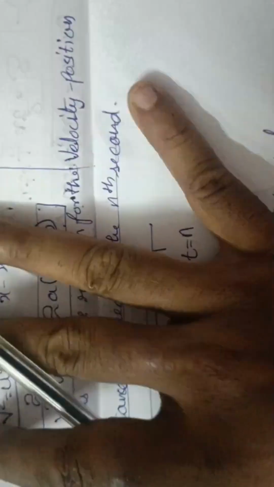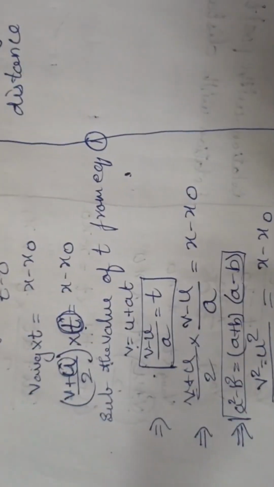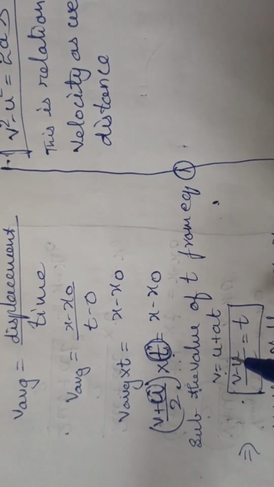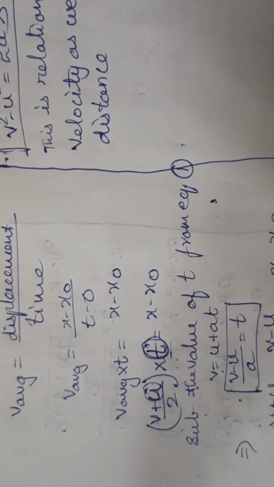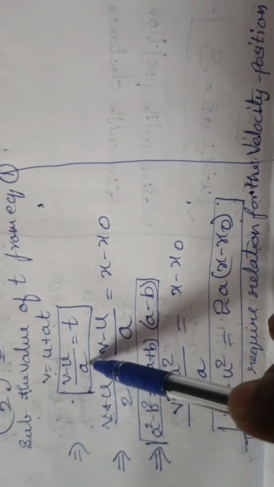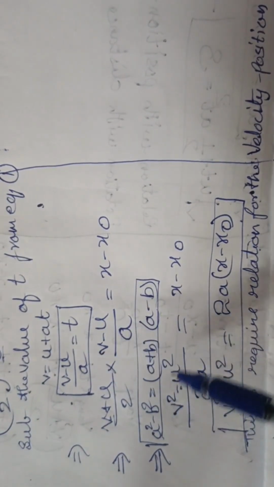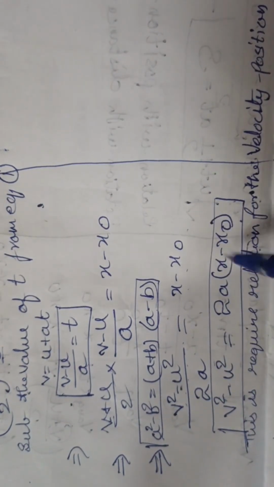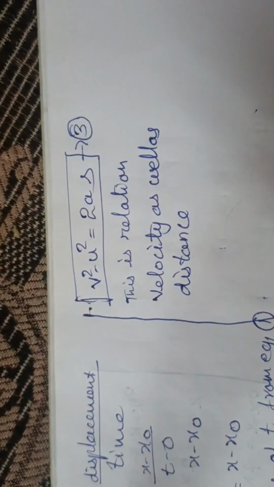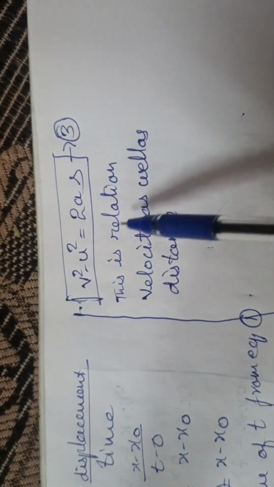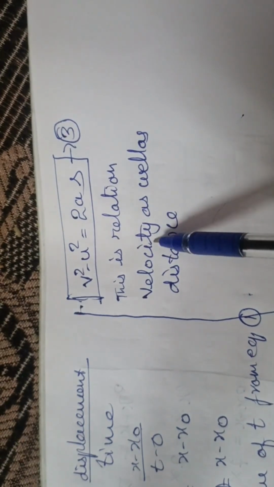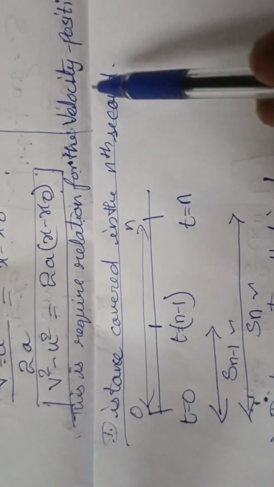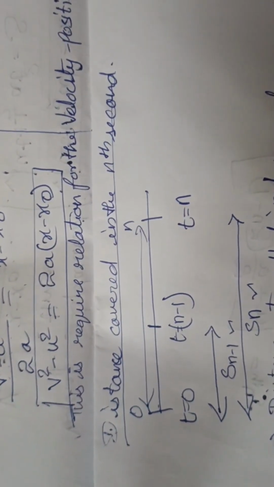Next we would like to go ahead with the third equation of motion. The same equation we have to use here, but we have to make a small change to the time, and the time we are going to represent here with the help of the first equation as v minus u by a. So we will also write it as v square minus u square divided by 2a is equals to x minus x naught, or else we can write it as v square minus u square equal to 2as. This relation is called the velocity distance relation. Then this relation will be called the velocity position relation.